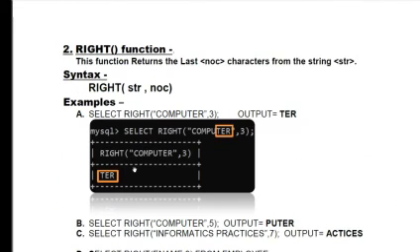The RIGHT function is also based on the LEFT function. It is similar to the LEFT function, but the only difference is that it reads from the right-hand side instead of the left-hand side. This function returns the last specified number of characters, 4 characters, 5 characters, from the given string or data. The syntax is RIGHT, string, then number of characters. For example, SELECT RIGHT('computer', 3).